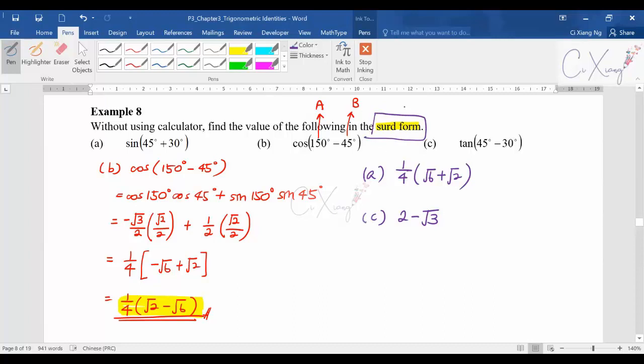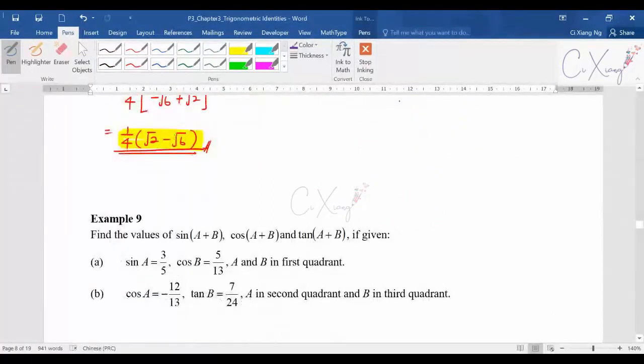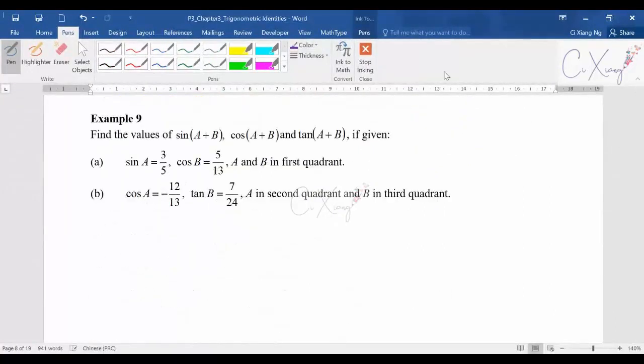Alright, so please go and figure it out. Okay, then let's continue to another type of question, example 9. For example 9, they want you to find the value of sine A plus B, cos A plus B, and also tangent A plus B, given that sine A is this value, cos B is this value, and A and B are in the first quadrant, and so on.